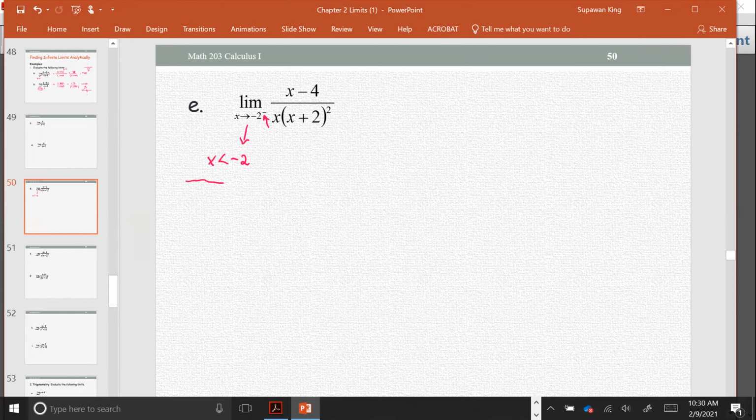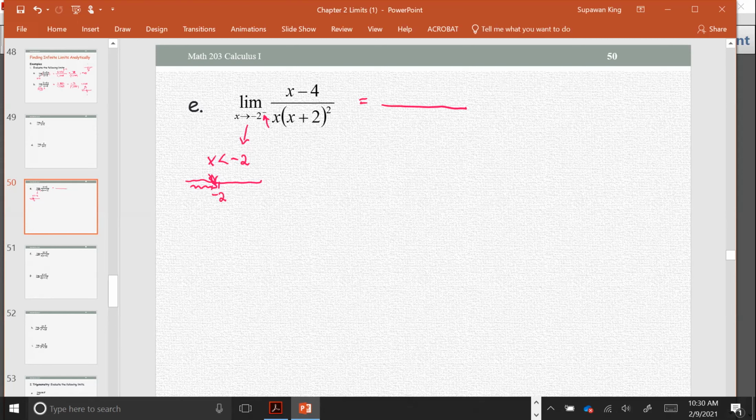If you think about the real number line to help you out, -2 right here. So you pick any number on the left side of -2, for example, x is -2.1 or -2.01, as long as the number is on the left side of -2. Now we analyze it again. We can work on the numerator to get it out of the way.